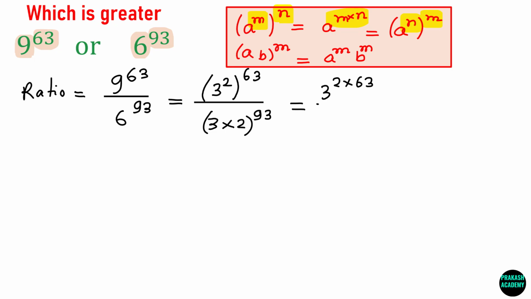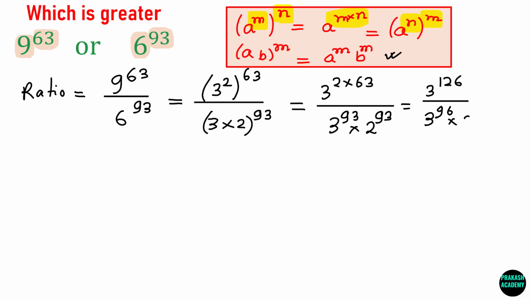Why am I doing this? Because in the denominator I will also have 3 raised to the power 93 multiplied by 2 raised to the power 93. And in the numerator, if you multiply, this becomes 3 raised to the power 126, divided by 3 raised to the power 93 into 2 raised to the power 93. Now see, you have 3 raised to the power 126 divided by 3 raised to the power 93 multiplied by 1 divided by 2 raised to the power 93.